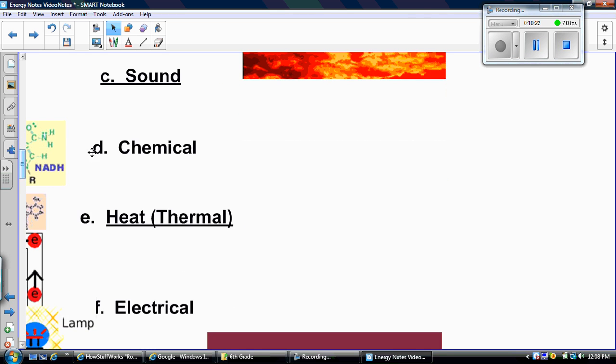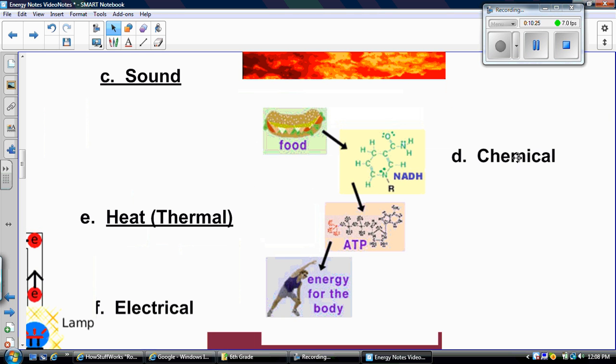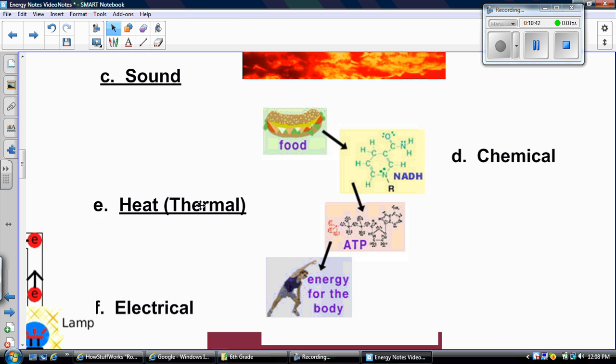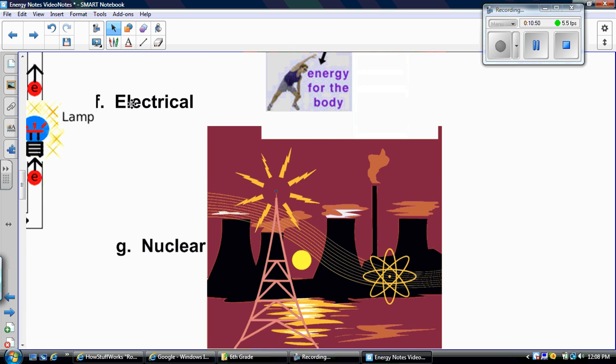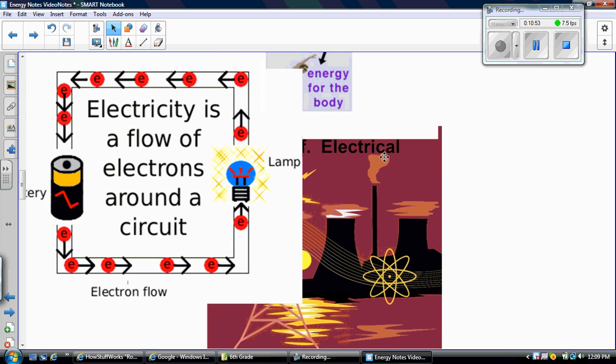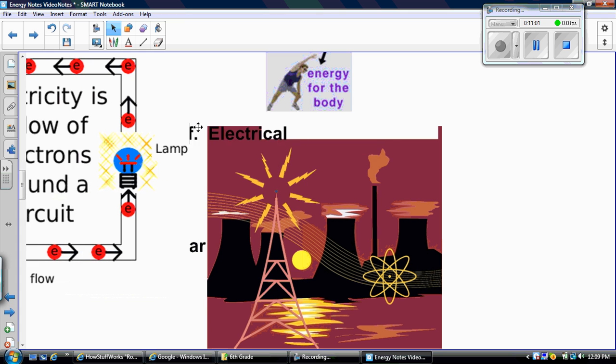Chemical energy, that's where the C comes into play. Chemical energy is energy that is stored in your food. Glucose is stored in there and gets converted into ATP, which gives you energy, kinetic energy for your body. So chemical energy is actually stored, so that's potential energy. Then you've got heat energy. Heat or thermal energy moves, so heat is kinetic energy. Electrical energy is the flow of electrons around a circuit. Because electrical energy moves, it's the flow of electrons, it is considered kinetic energy.